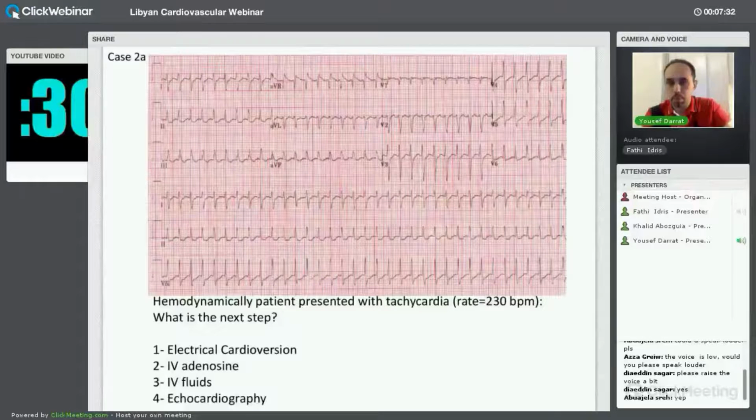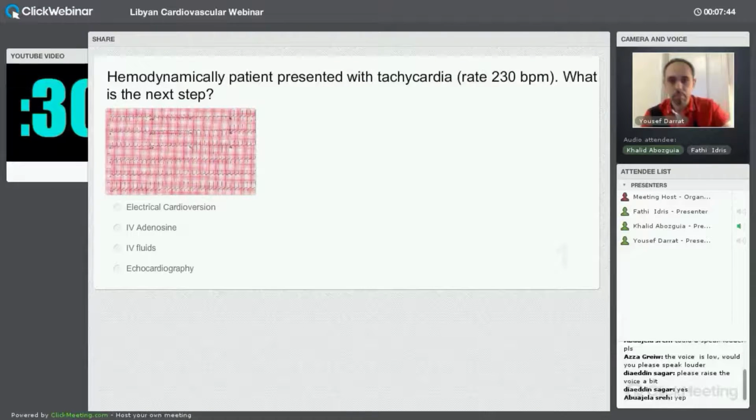I'll go ahead and pull up the poll. Please go ahead and vote when you're ready. So Yusuf, just to clarify, this is a hemodynamically stable patient, is that right? Yes, I missed saying stable. So it's a hemodynamically stable patient. And if you'd like to, you can click on the EKG to zoom in and look at it in detail.